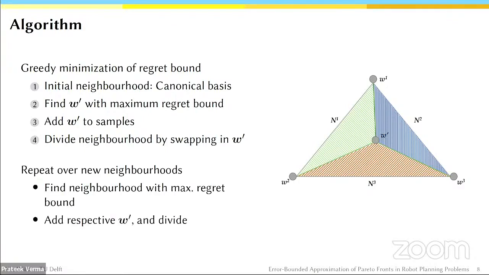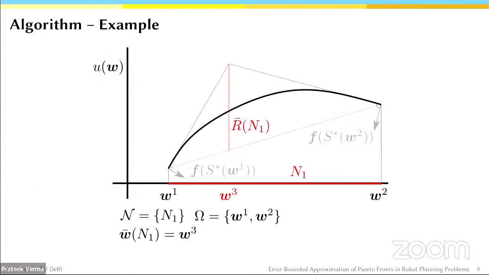We then repeat that algorithm, but now over a set of neighborhoods. So we search over them, compute this regret bound, always just using a linear program, and then pick the one where the regret bound is largest, add that sample, and divide that one neighborhood further.